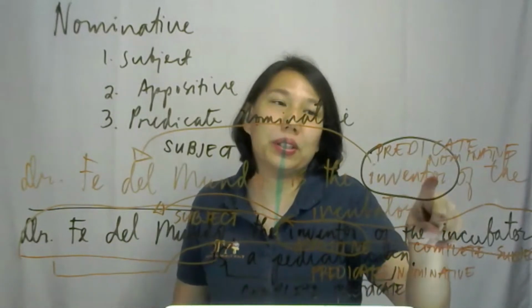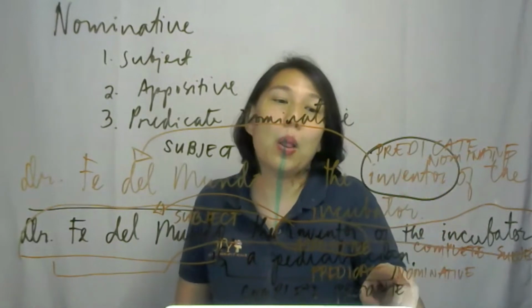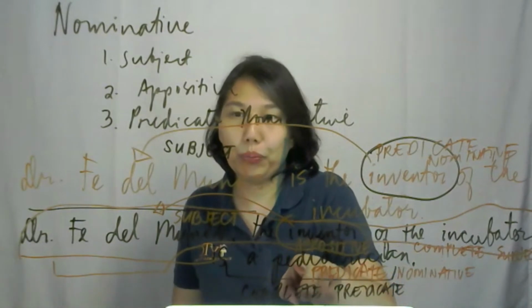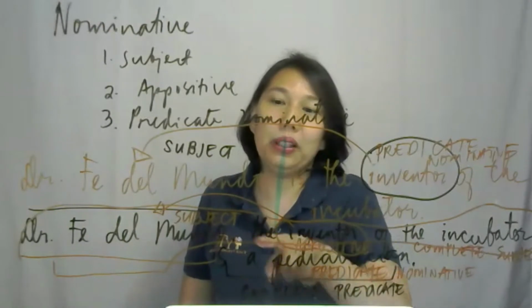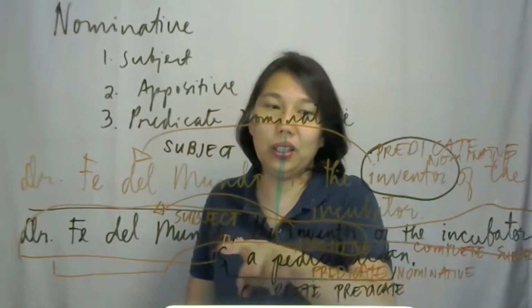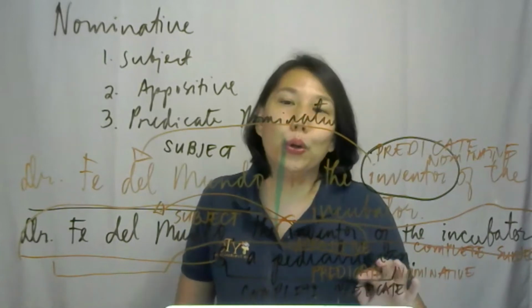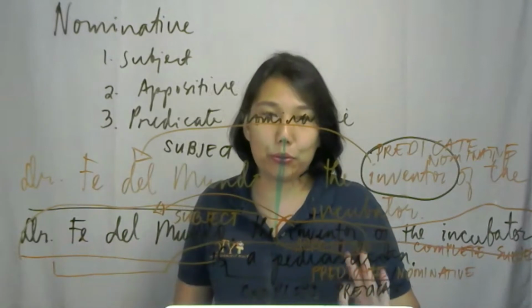Since the word pediatrician is found in the predicate part of the sentence, just like in the first sentence, inventor is found in the predicate part, this pediatrician refers to the subject, Dr. Fred Del Mundo, but it is found in the predicate part, so it is called the predicate nominative. Now, notice that this second sentence has all three.